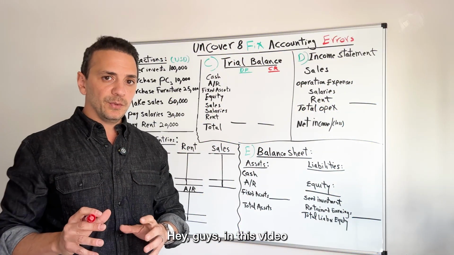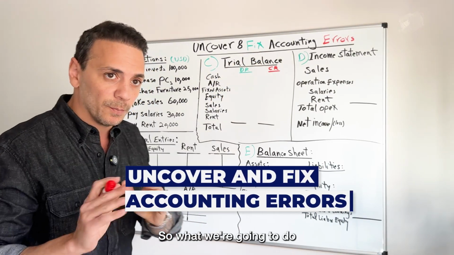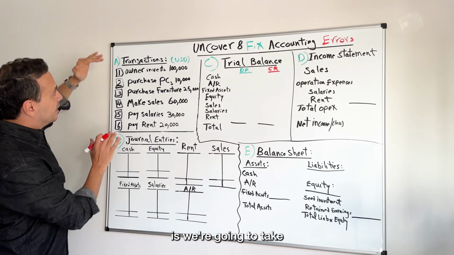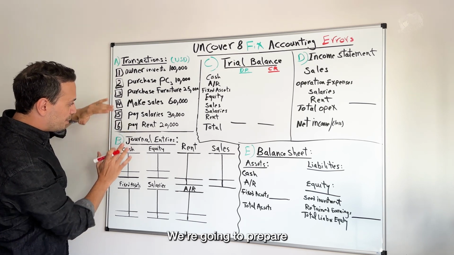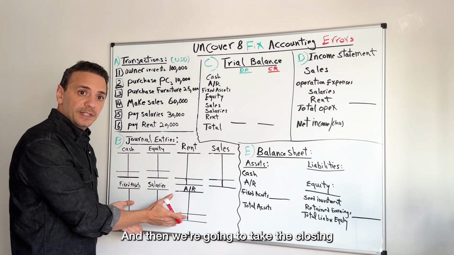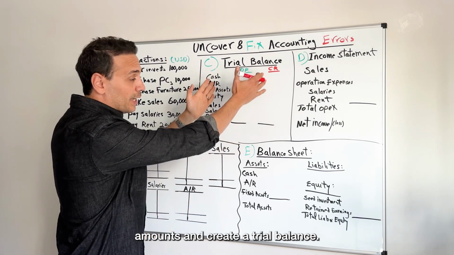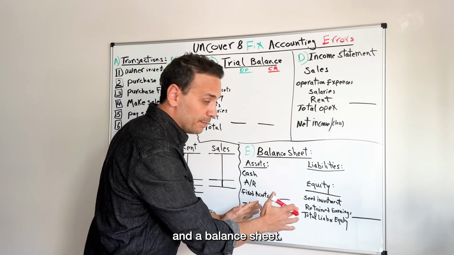Hey guys, in this video, we're going to learn how to uncover and fix accounting errors. So what we're going to do is take 6 business transactions. We have 6 transactions here. We're going to prepare the journal entries for them, and then take the closing amounts and create a trial balance. And then from there, we're going to create an income statement and a balance sheet.